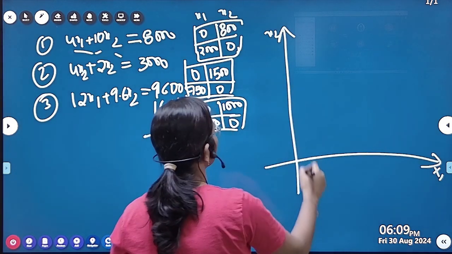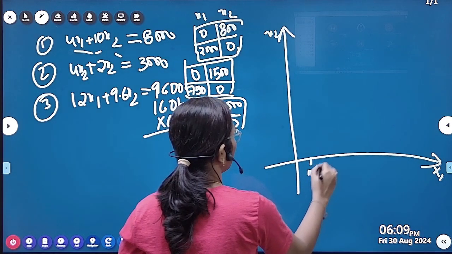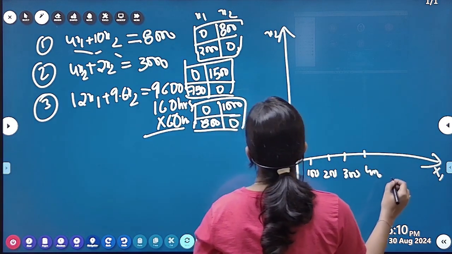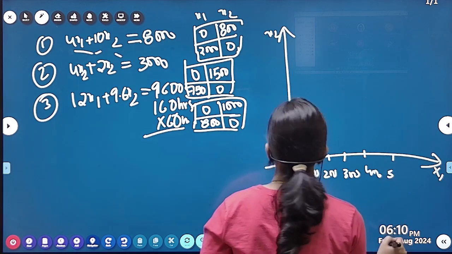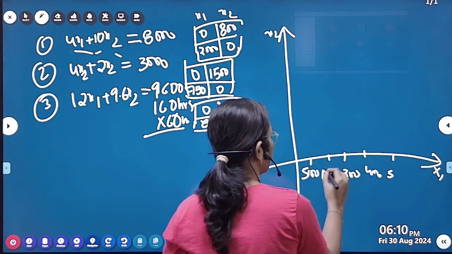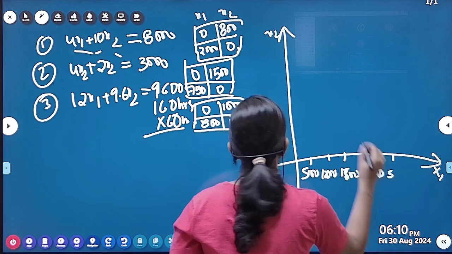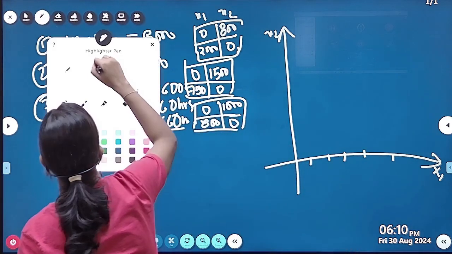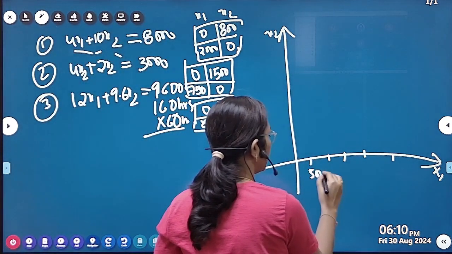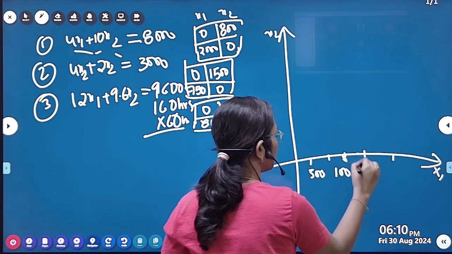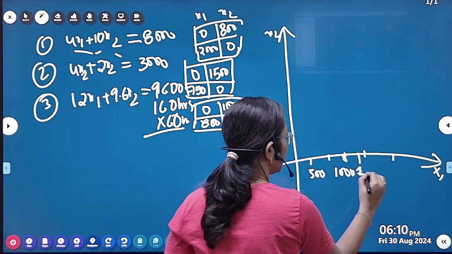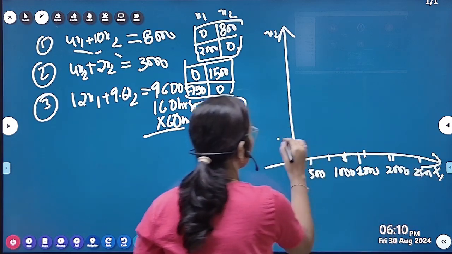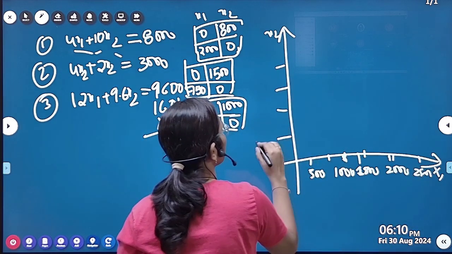Where will you get it? Let us take 100, 200, 300, 400. It will take time, right? So 500, 1000, 1500, 2000. Let us take it like that, it will be easy. So it's 500, 1000, 1500, 2000 and 2500. Here also 500, 1000, 2000, 2500.